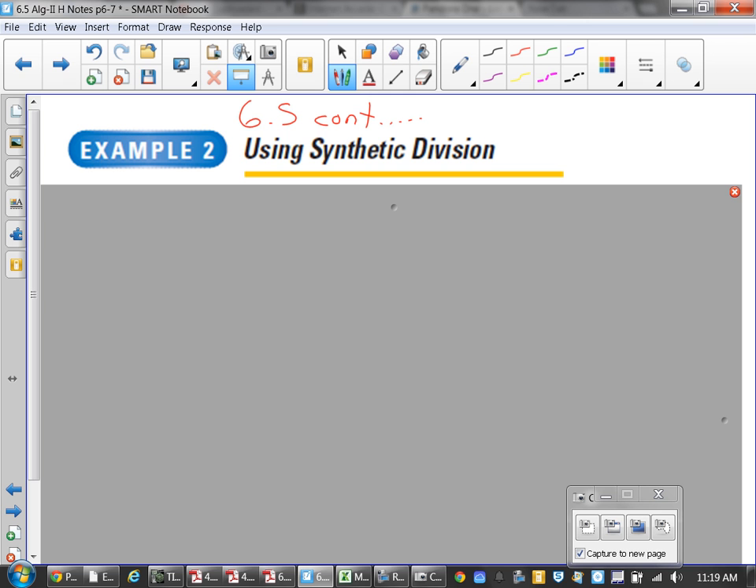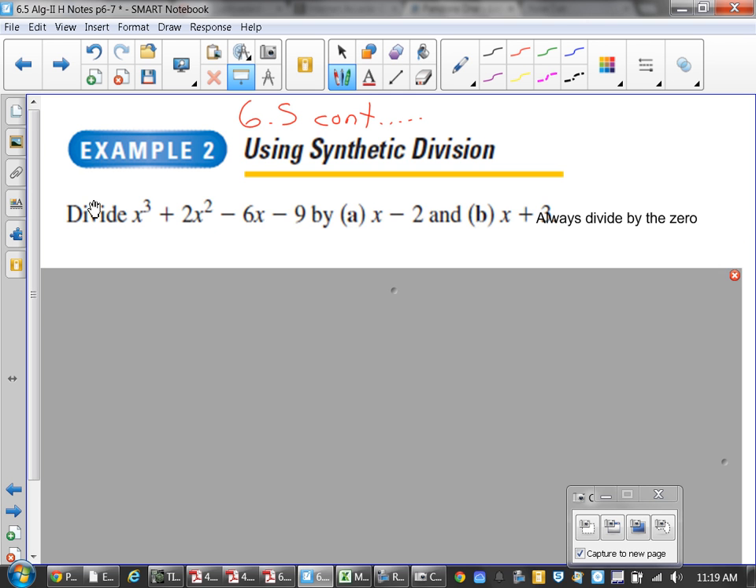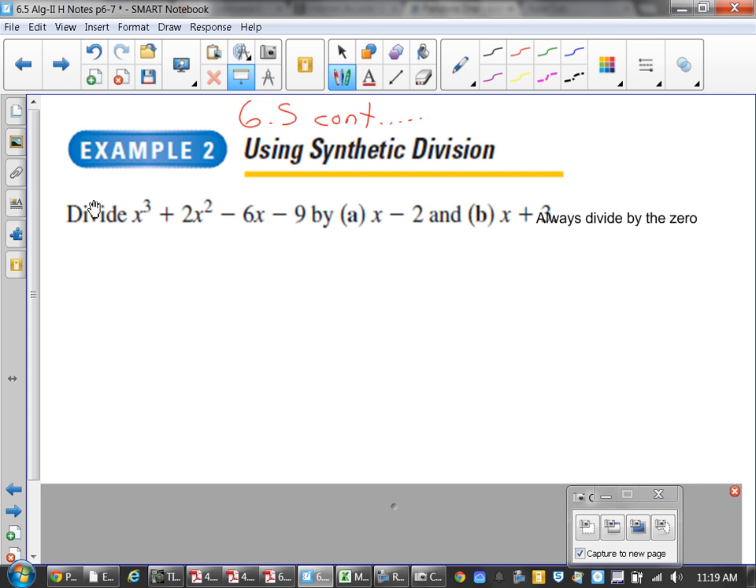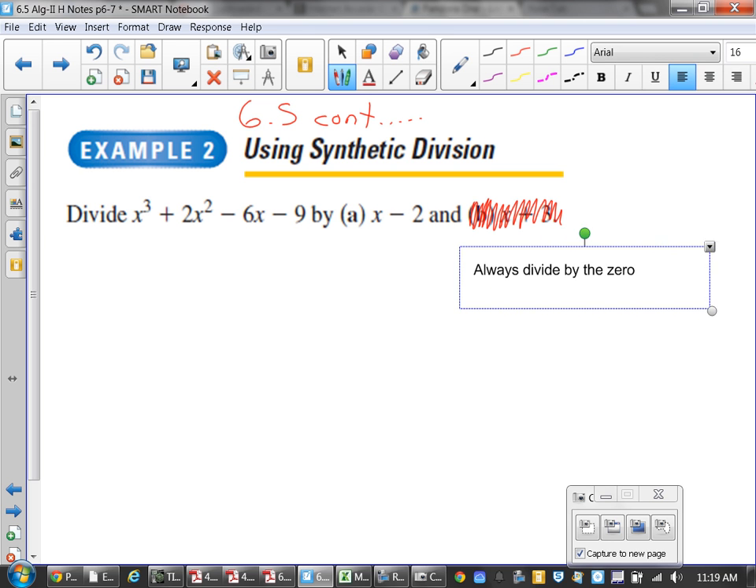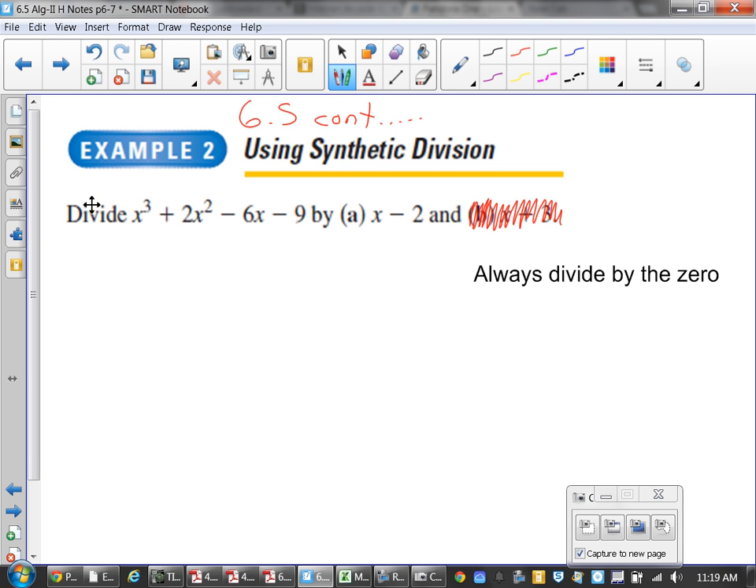Well, in this case, I'm going to show you guys how to use synthetic division for dividing. Now, we're going to use this same thing twice. I'm just going to cross this one out so you don't get freaked out. And we're going to divide x cubed plus 2x squared minus 6x minus 9 by x minus 2. X minus 2 is my term.